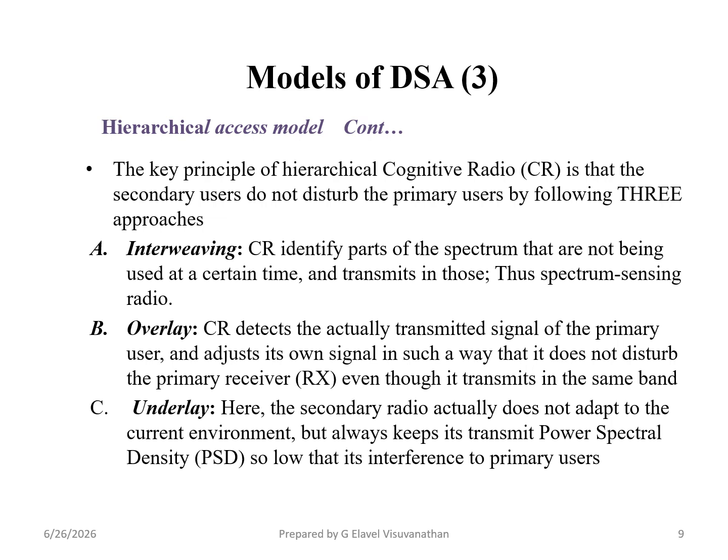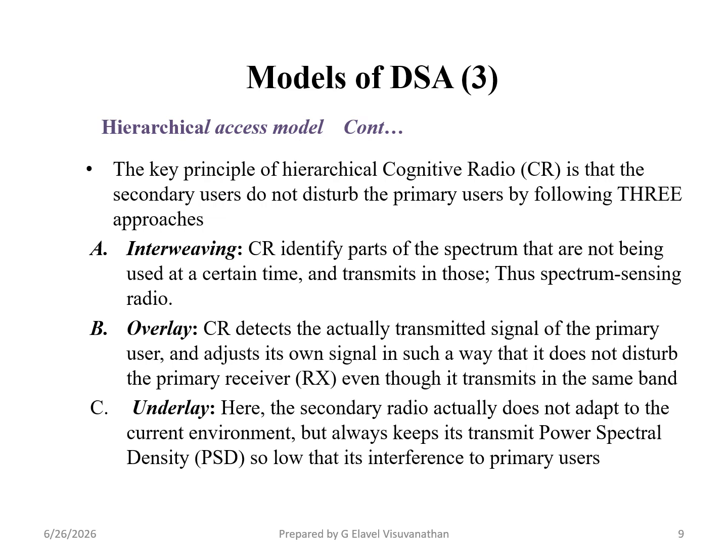So what is meant by interweaving? The cognitive radio (CR) identifies the parts of the spectrum that are not being used at a certain time, and transmits in those parts of the spectrum which it has sensed.